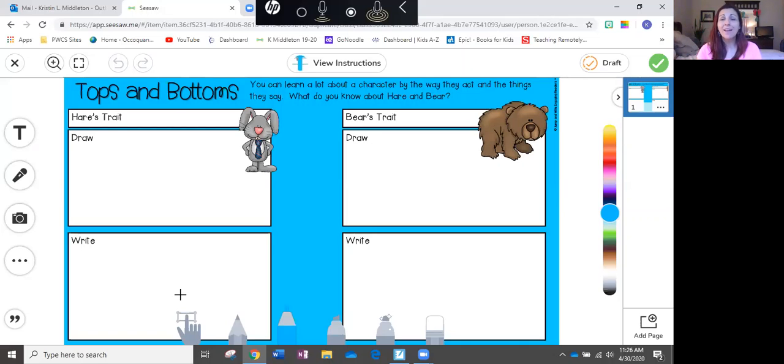Okay. Again, you can always respond on your own paper. If you choose to do that, you'll just need to take 2 pictures. You'll take one picture and place it here for Hare, and then take another one and place it under Bear. When you're all set, click that green check to submit.